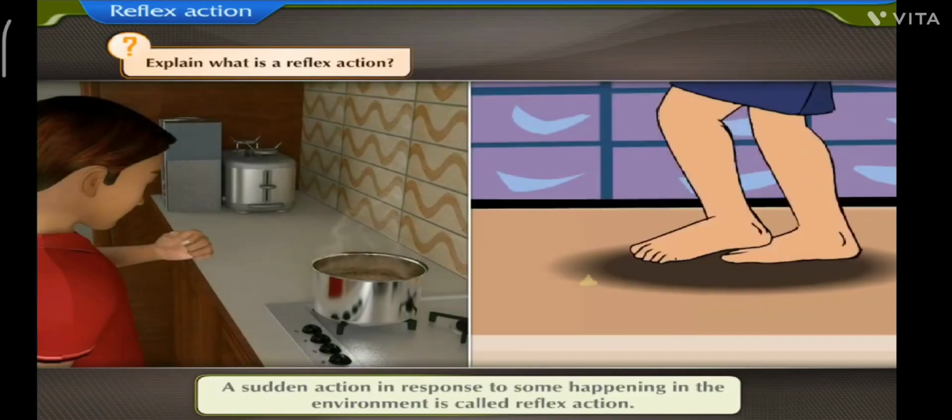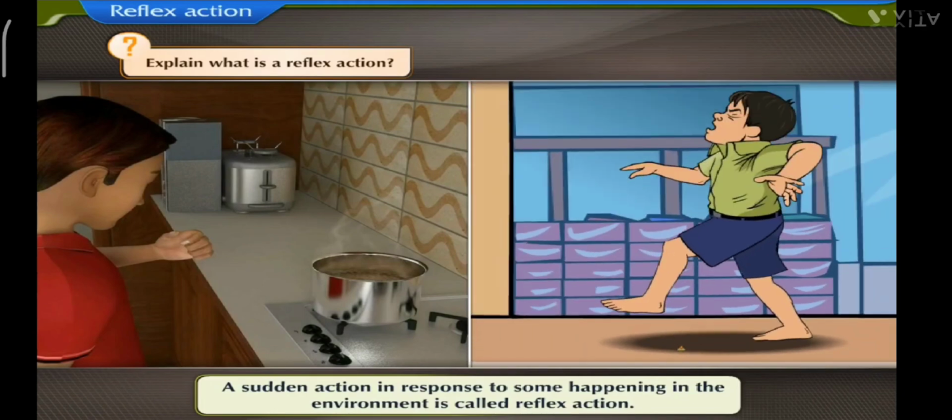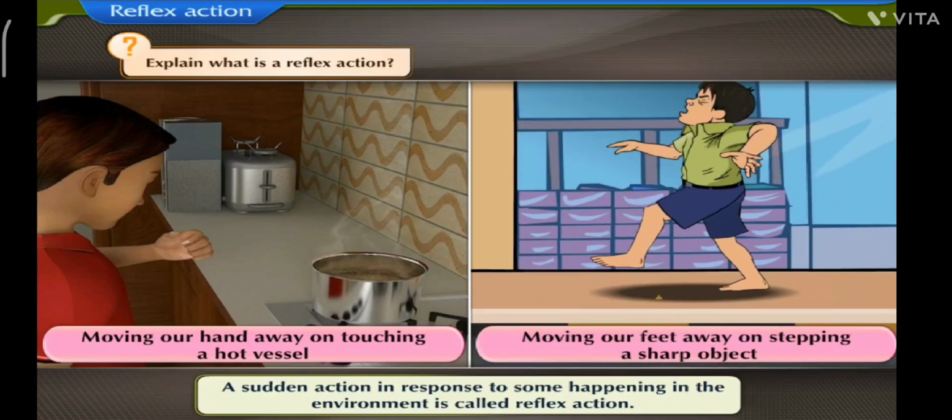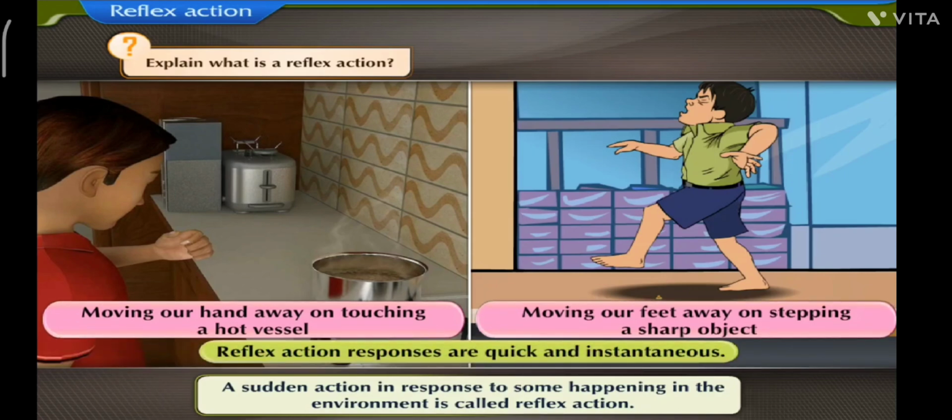Now, can you explain what is a reflex action? A sudden action in response to some happening in the environment is called reflex action. Moving our hand away from a hot vessel when we touch it, or moving our feet away when we step on something sharp, are examples of reflex actions. These responses are quick and instantaneous.